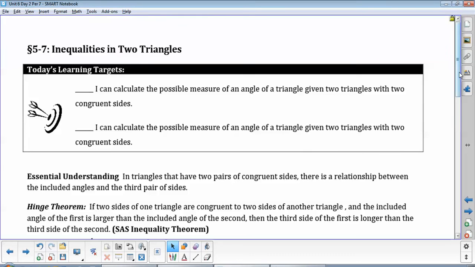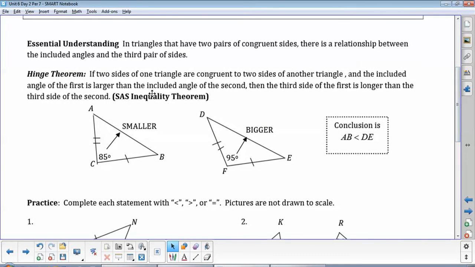So we have first here this theorem that says if two sides of one triangle are congruent to two sides of another triangle, and the included angle of the first is larger than the included angle of the second, then the third side of the first is longer than the third side of the second. So what does that mean?